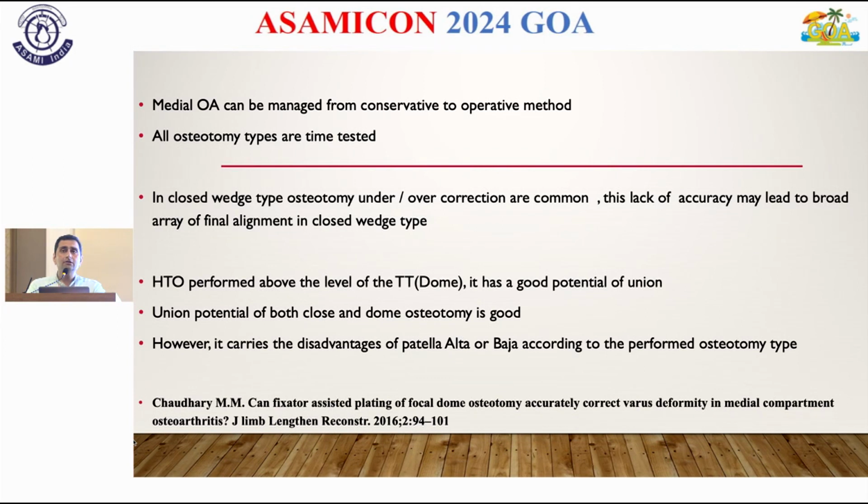The medial compartment osteoarthritis can be treated from conservative management up to total knee replacement depending upon the severity of the condition. Here we'll discuss the osteotomy. All the osteotomies are time tested. The closed type or dome osteotomy, which are performed above the level of the tibial tubercle, all have a good union potential since they are done in a metaphyseal area with cancellous bone. However, with the closed osteotomy, there is a possibility of over or under correction, and it can lead to a failure of the treatment. The union potential in both the osteotomies is good.